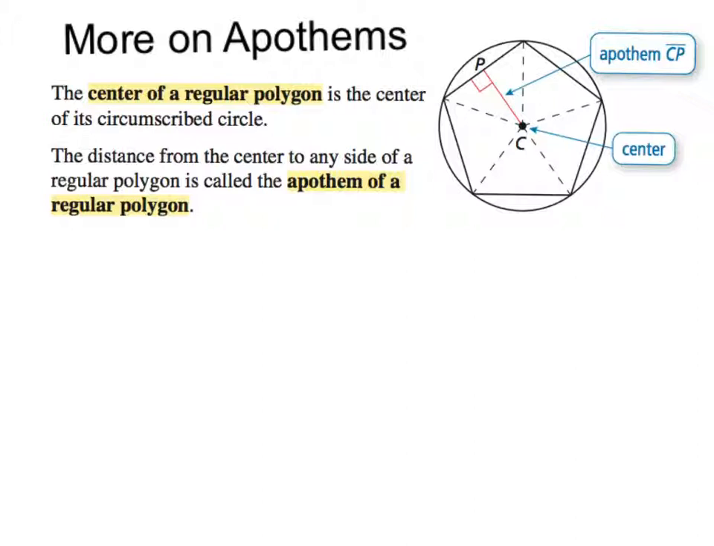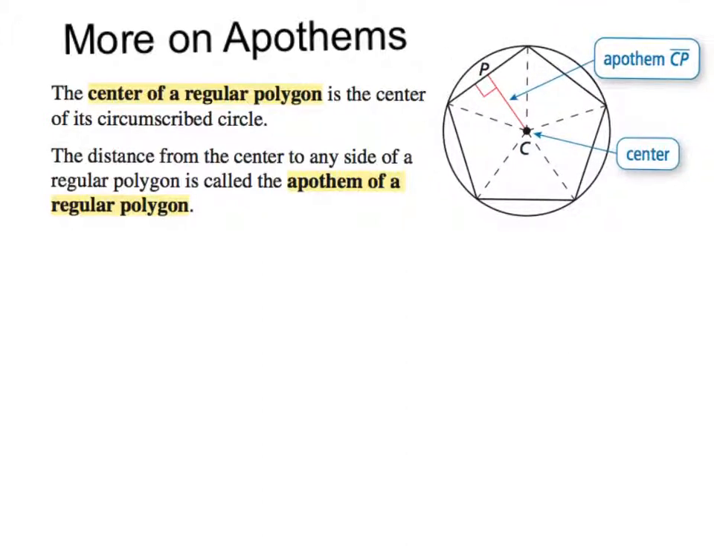In an extension of 9.2, we're going to talk more about apothems. So we're going to do more examples. Now we are actually going to inscribe a shape in a circle.